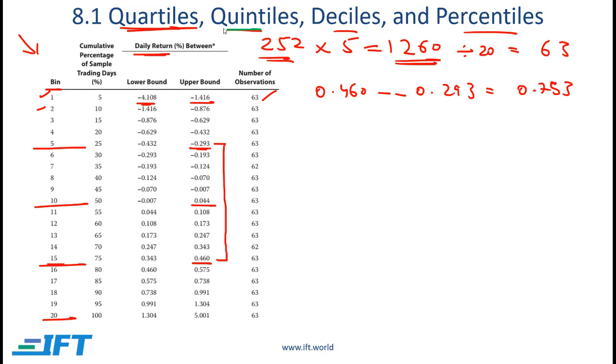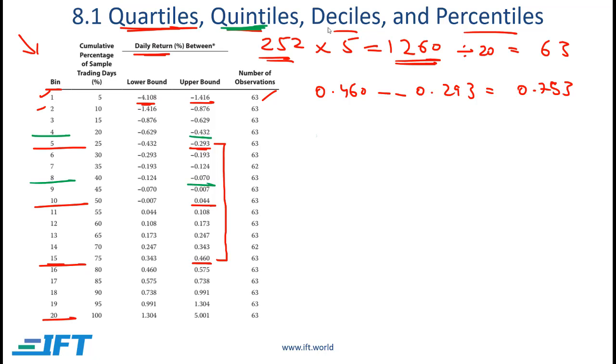Next, we have quintiles, and I'll show this in green. Remember, quintiles sounds like quintet, which means that we need to split into 5 pieces. If we have 20 bins, 5 pieces means that we have 4 bins each. So 4, 8, and so on. The first quintile would now be this number over here, minus 0.432. The second quintile would be minus 0.07, and so on.